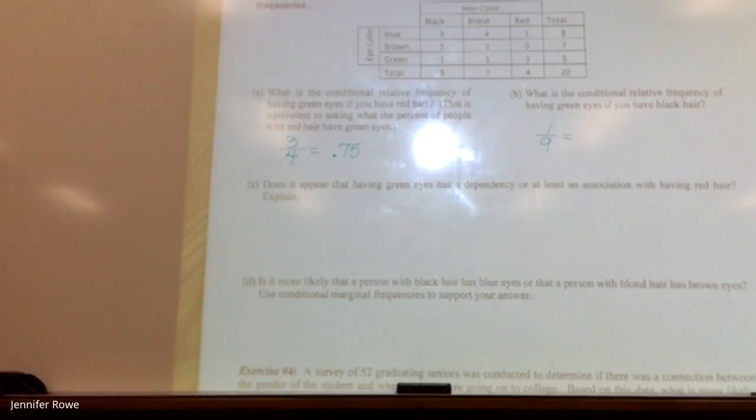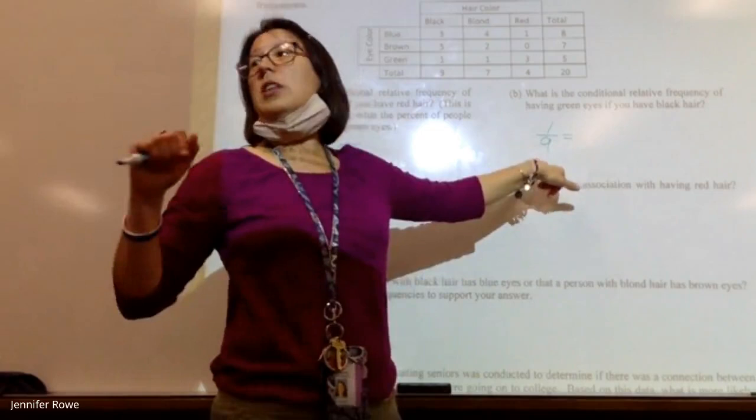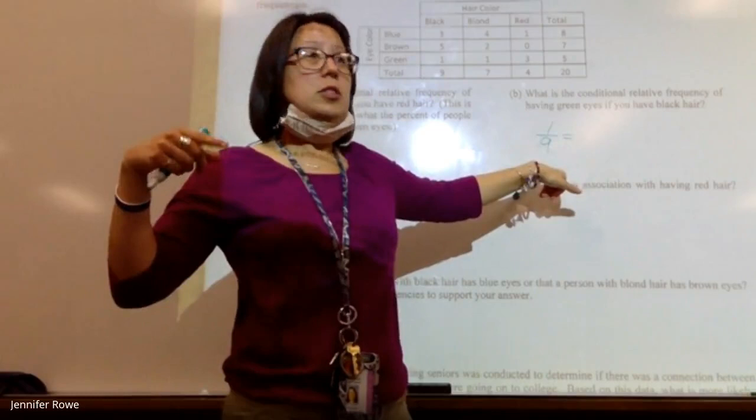Here's a little trick, you guys, about nines. If it's 1 divided by 9, it's 0.111111. If it's 2 divided by 9, it's 0.222222. If it's 3 divided by 9, it's 0.33333. Are you seeing what I'm doing? That's how nines work. So this is 0.11.